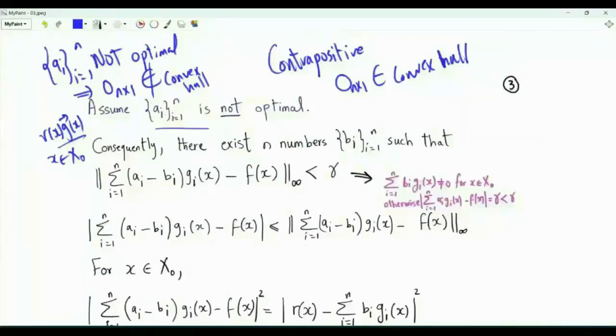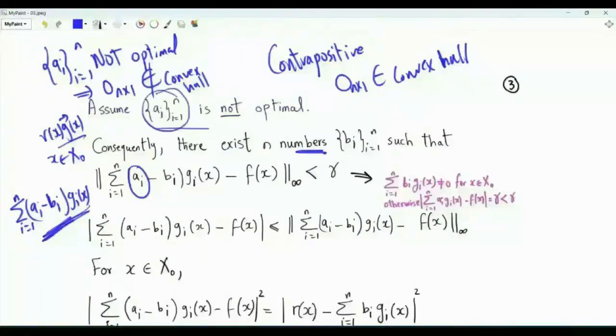If the coefficients are not optimal, this means that there are n numbers, b1, b2 to bn, such that if we perturb the a coefficients by those n numbers, we can achieve a strictly lower L infinity norm for the residual. Now our approximation will be summation i from 1 to n, not ai times gi of x, but ai minus bi times gi of x. That's our new approximation. And the new residual is this summation minus f of x. The coefficients are not optimal. It means that we can perturb the a coefficients. We can use the new coefficients that have the form ai minus bi, and we can achieve an L infinity norm that is strictly less than gamma.